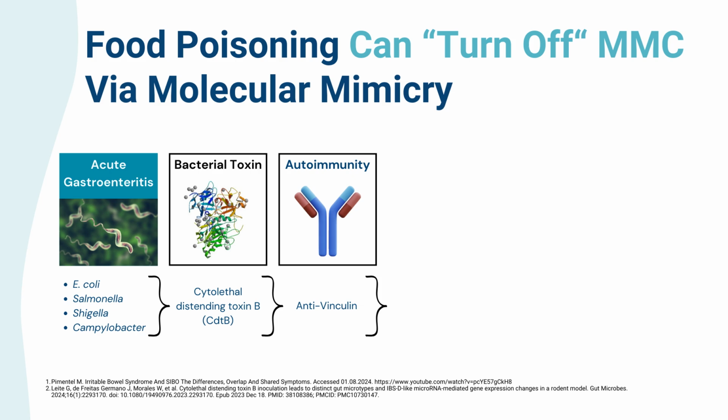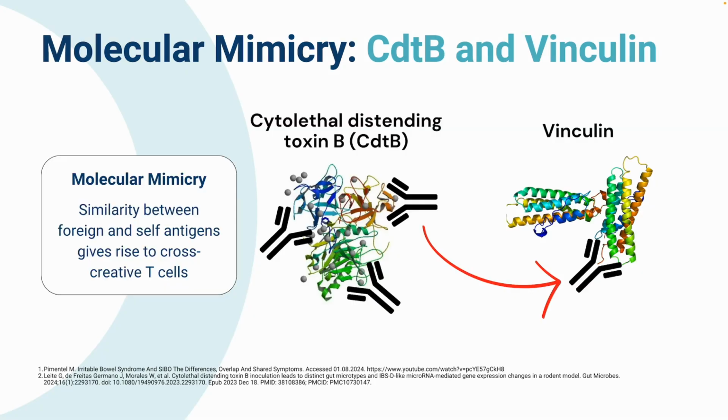Briefly, we now know that food poisoning can contribute to IBS and SIBO symptoms by turning off the MMC via molecular mimicry. Anytime you get foodborne illness from E. coli, Salmonella, Shigella, or Campylobacter, those bacteria produce cytolethal distending toxin B, or CDTB for short. To help you kill these pathogens, your body makes antibodies against CDTB. And this is good. You want your immune system to be able to quickly vanquish any bacteria.